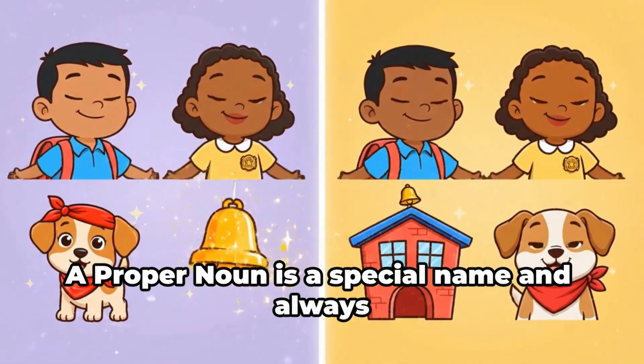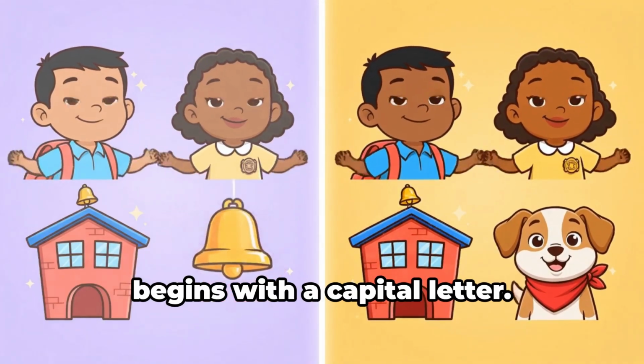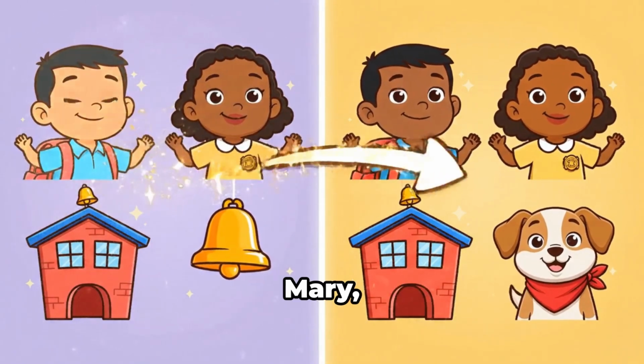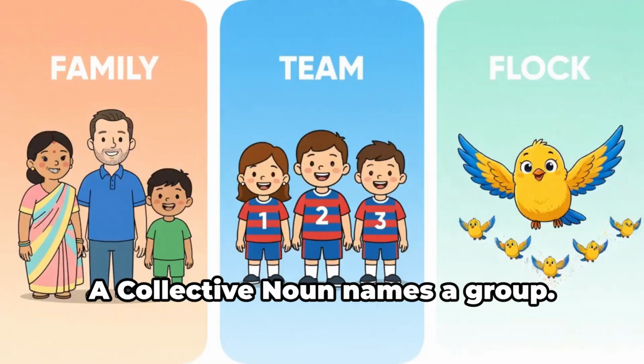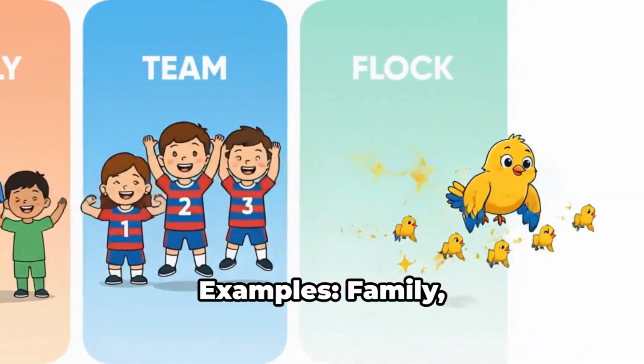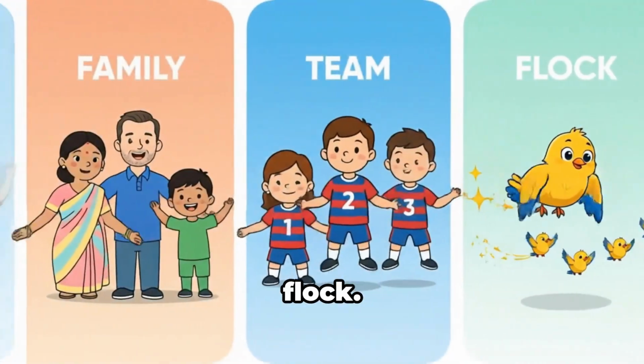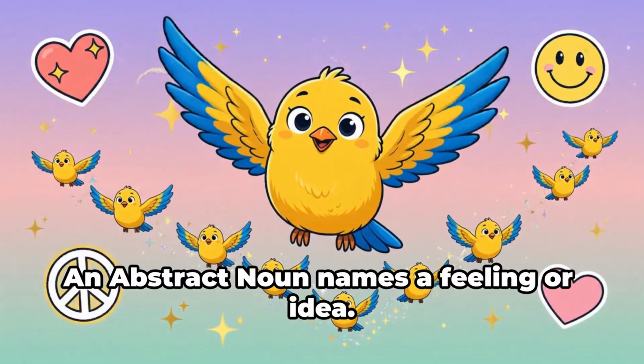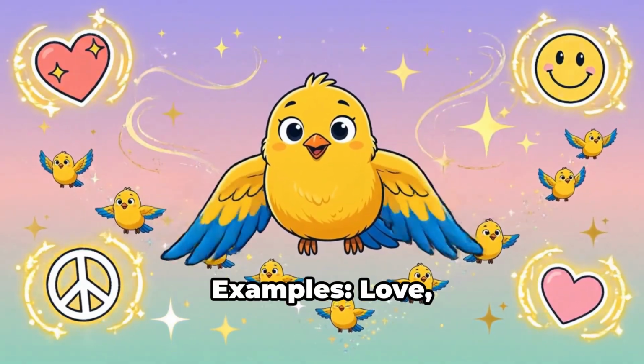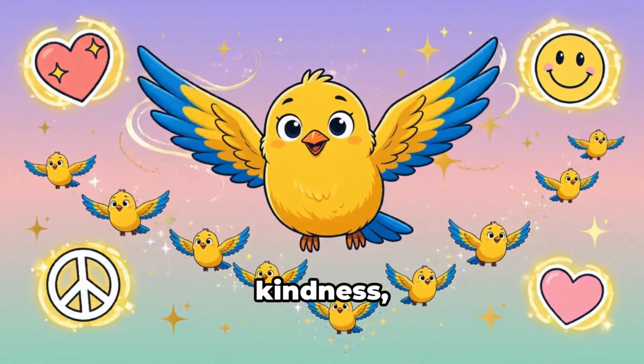A proper noun is a special name and always begins with a capital letter. Examples: John, Mary, Nigeria, Monday. A collective noun names a group. Examples: family, team, flock. An abstract noun names a feeling or idea. Examples: love, happiness, kindness, peace.